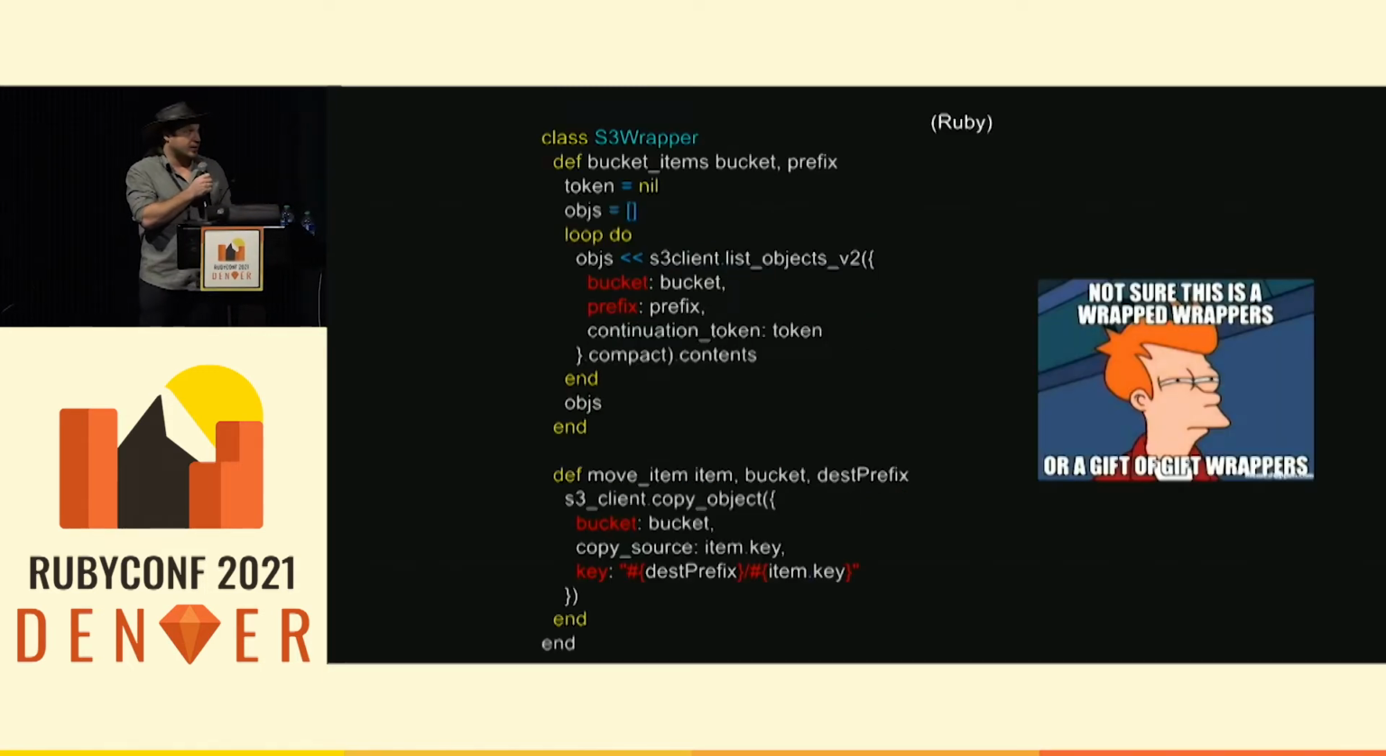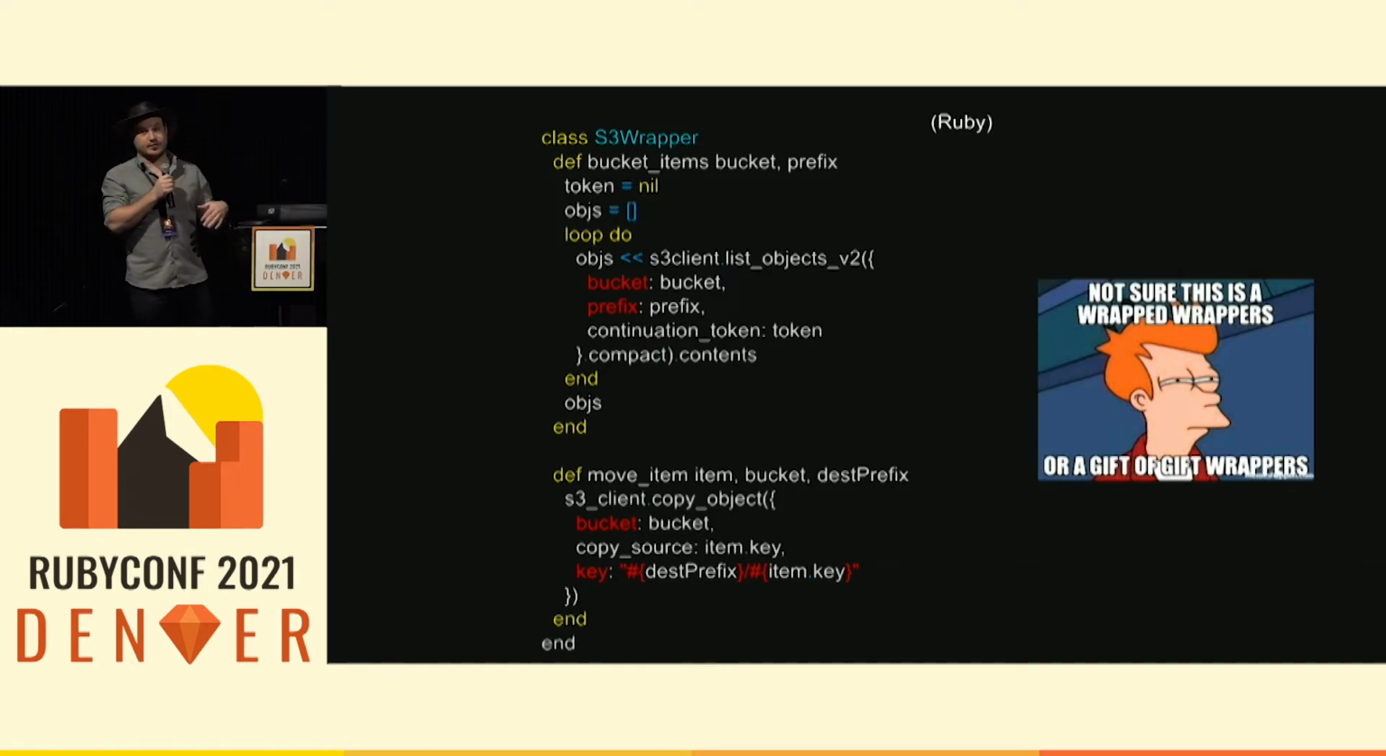So what I've ended up doing is I've started wrapping all of my dependencies, and this is inspired by the interface pattern, even if it's not directly the interface pattern. So here's a snippet of an S3 wrapper. Again, it gives us an iterator for the bucket items, and gives us a function for moving.